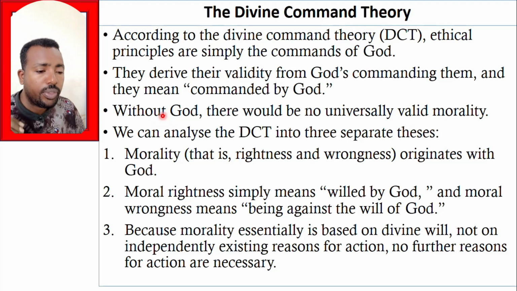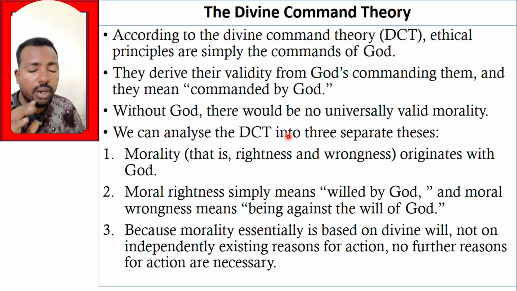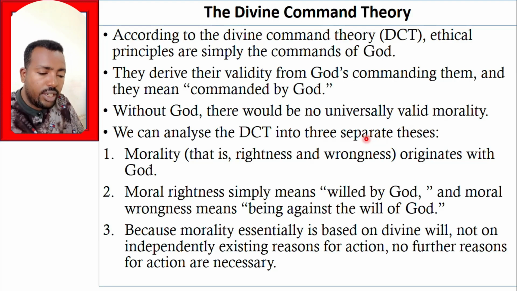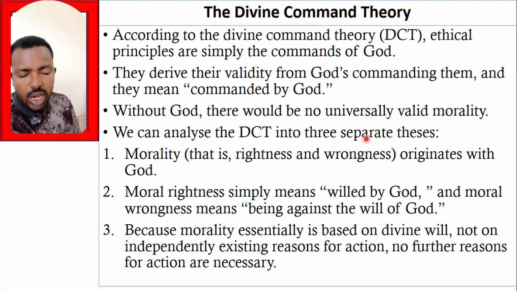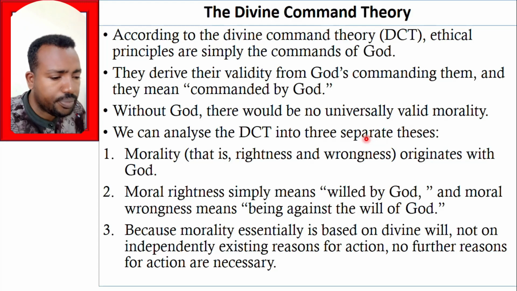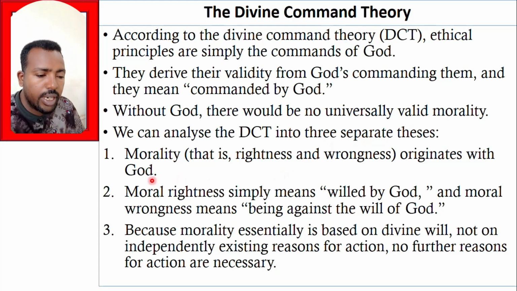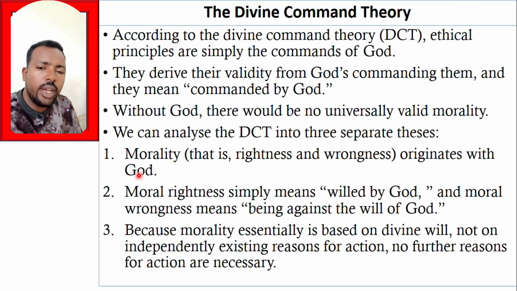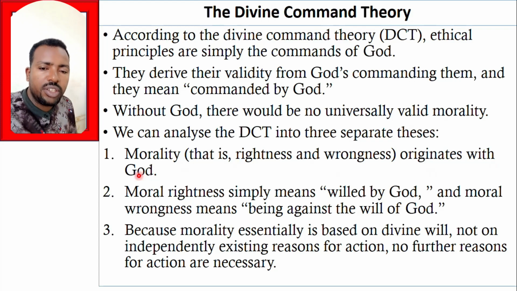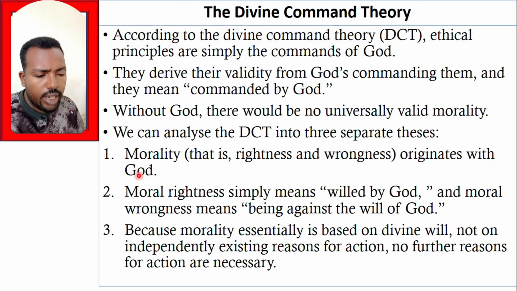So we can analyze the divine command theory into three separate theses that form the argument of this theory. The first argument is that morality, that is rightness and wrongness, originates with God. Number one premise is that morality originates from God. What is right and what is wrong is given by God. So God is the source of morality.